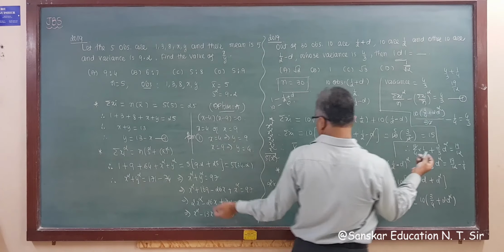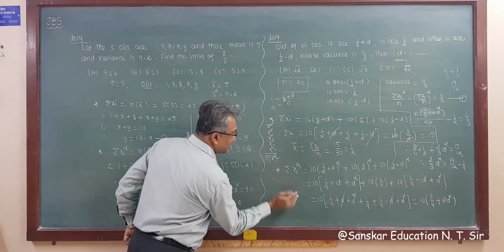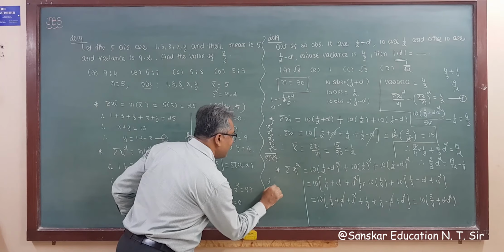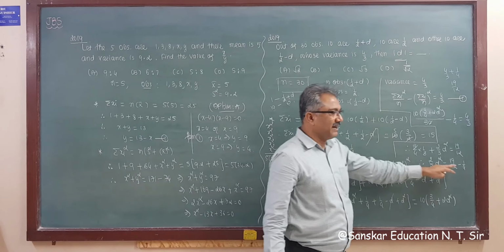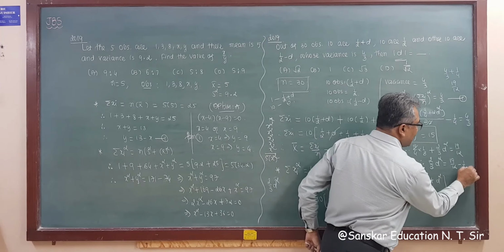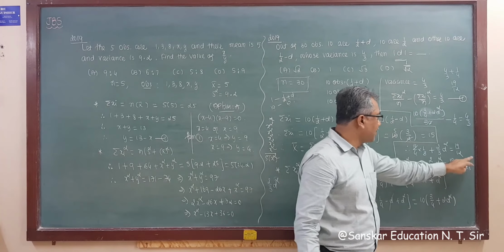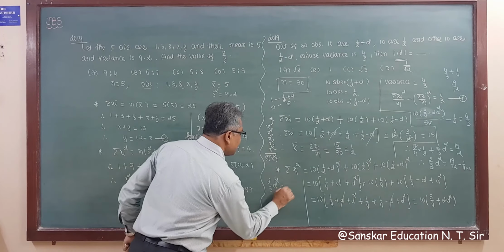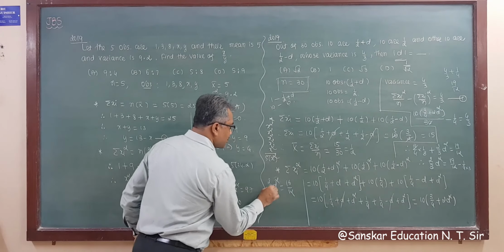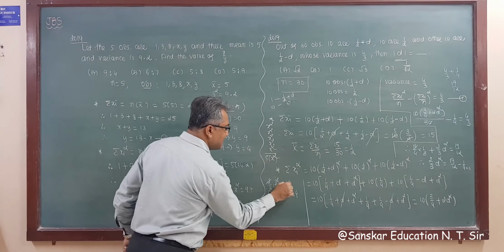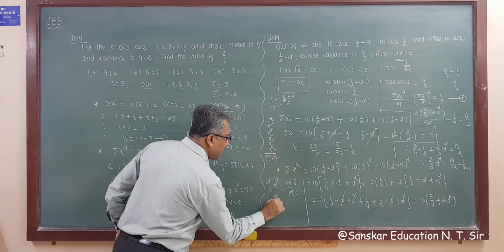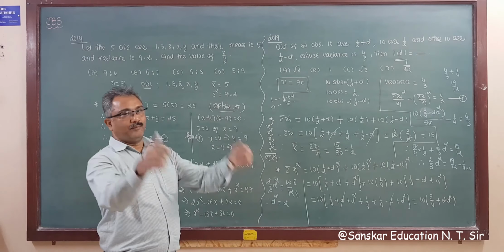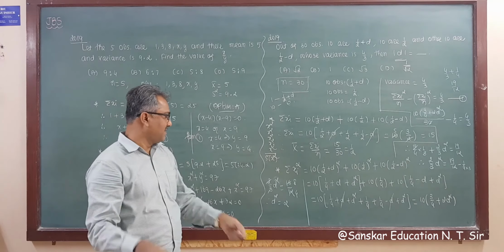So 2 by 3 d square, taking 12 LCM, we multiply by 3 here. 19 minus 3 is 16 divided by 12. So this is 16 divided by 12, that is 4 by 3, and this is 8. That is, d square is 8 by 4, that is 2. So taking square root, we get root 2.